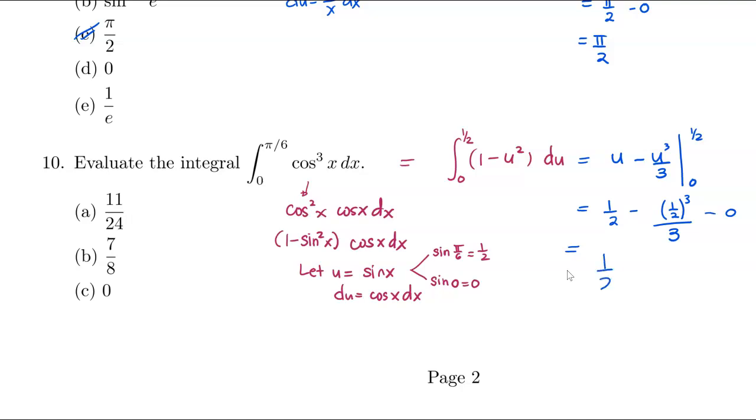Okay, so you will have 1/2 minus 1/2 cubed, which is 1/8, over 3. So that is 1/2 minus 1 over 24. And this is just equal to, you multiply 12 on both numerator and denominator. So you will have 12 over 24. So that means 12 minus 1 over 24. That is 11 over 24.